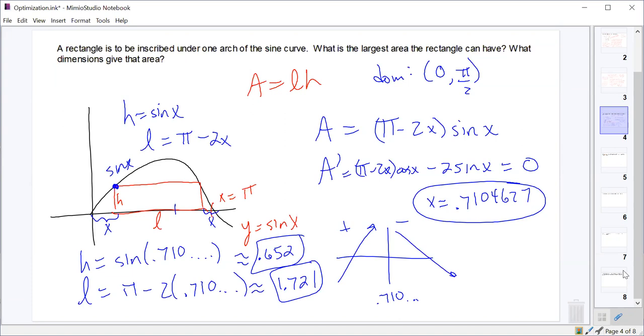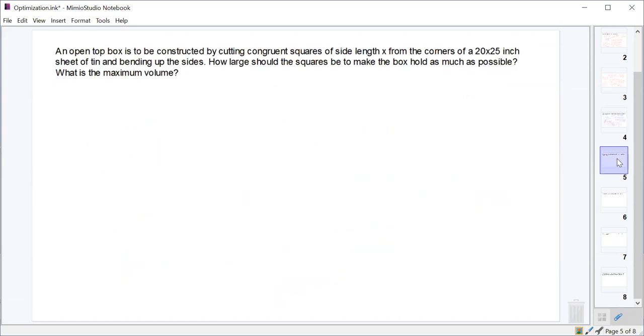All right, let's just do one more of these, and then Monday we'll finish up optimization and related rates, and then that'll kind of be the end of our applications of the derivative, and then we can start moving into all of our integration stuff, where I'm going to add a lot of things that we did not learn last year.